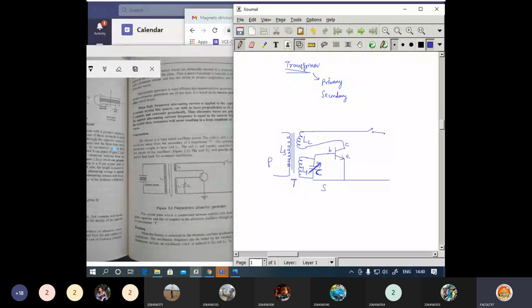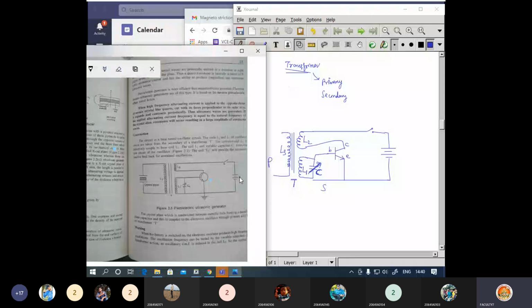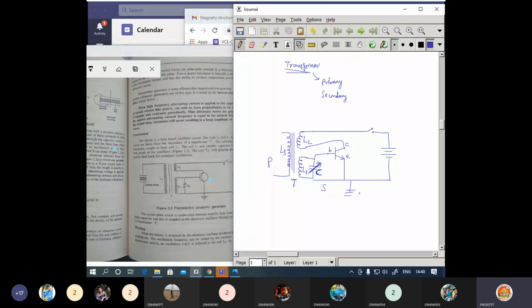This is going to be joined through the emitter, and here we are going to give the DC supply. This is a battery. That is the circuit regarding this side. Consider this as a ground, and this as a ground here. So this is the positive terminal of the battery, the negative terminal of the battery, and this is a switch.